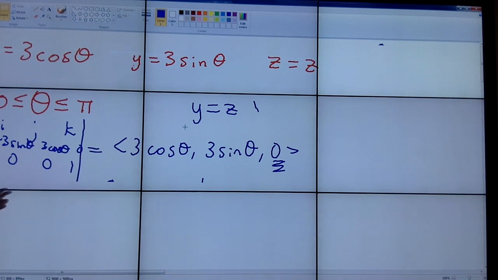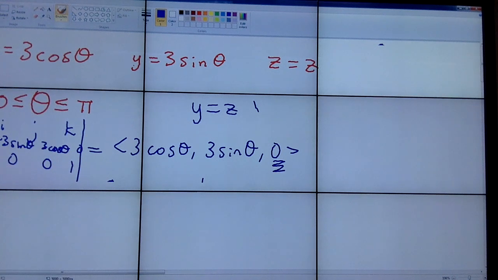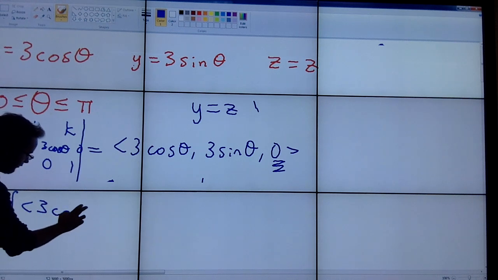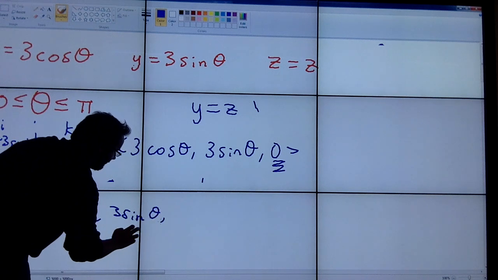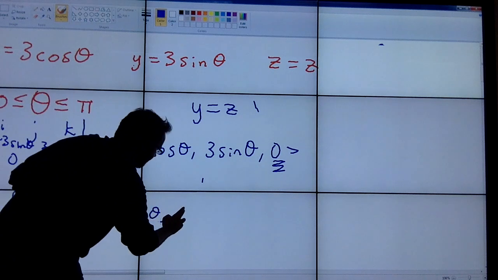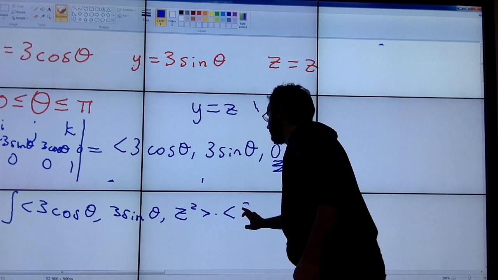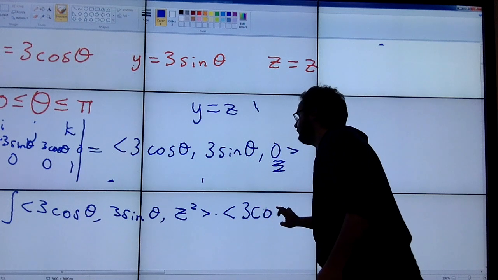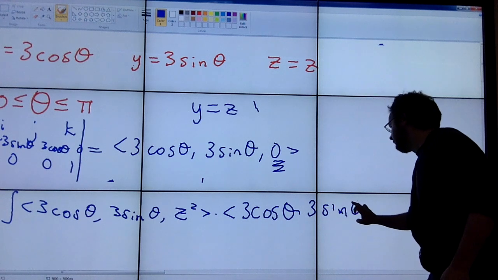Lastly, we need to set up the integral. This is the integral of the vector field (x, y, z squared). So what is x? x is 3 cosine theta. y is equal to 3 sine theta, and z squared, since z is equal to z. And we're supposed to dot this with 3 cosine theta, 3 sine theta, 0.